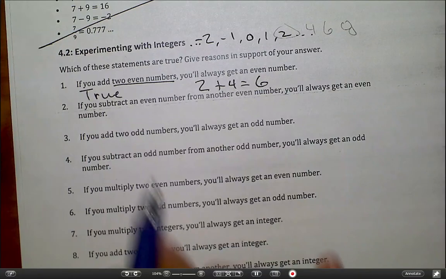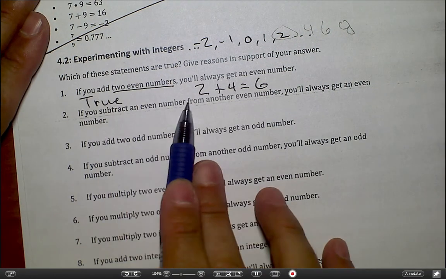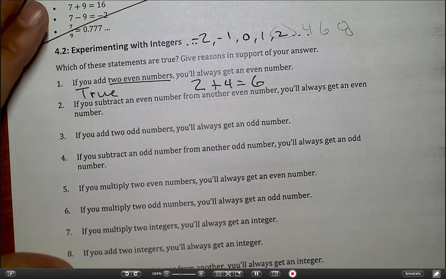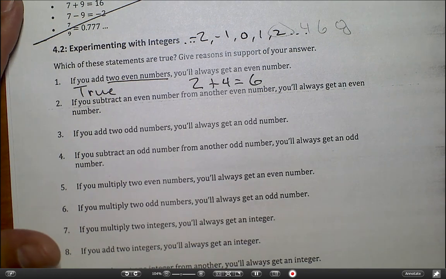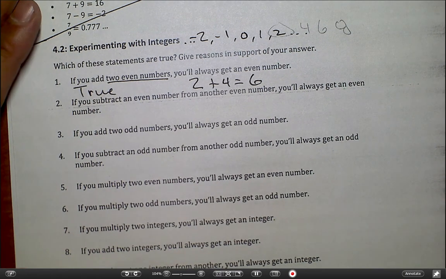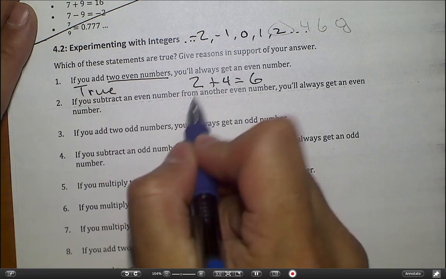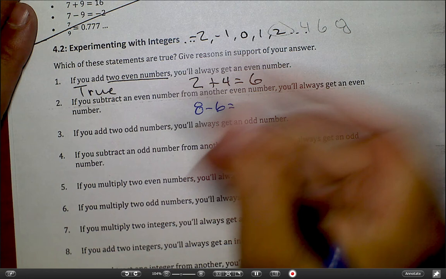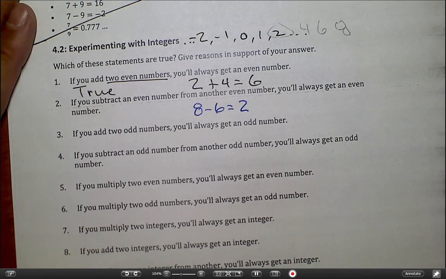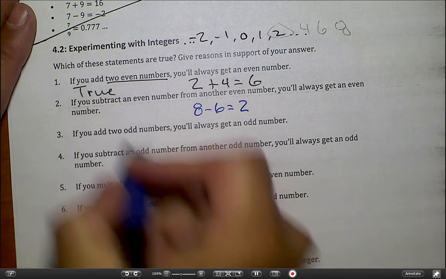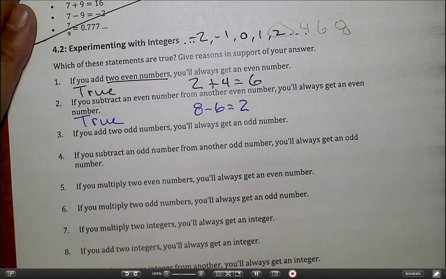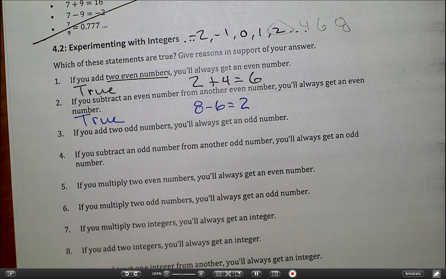Next one. If you subtract an even number from another even number, you'll always get an even number. Give me examples, though. What is it? 8 minus 6. What does that give me? What does that tell me? It's true. Because 2 is an even number, isn't it? All right, let's take a look at 3 then.